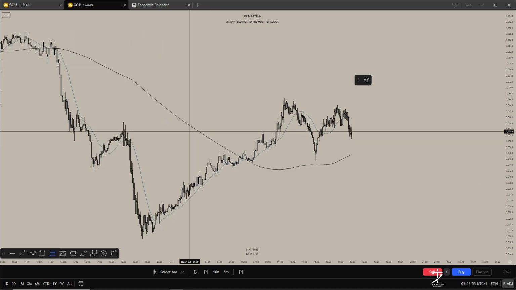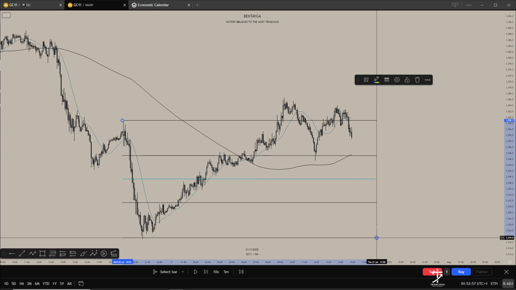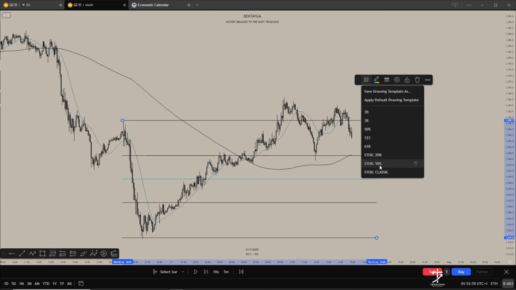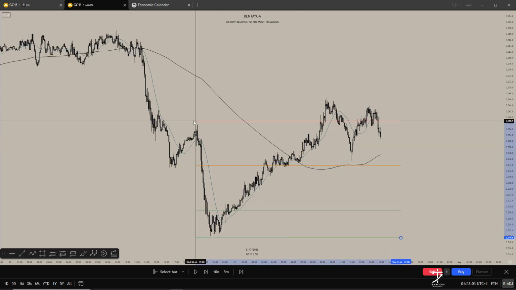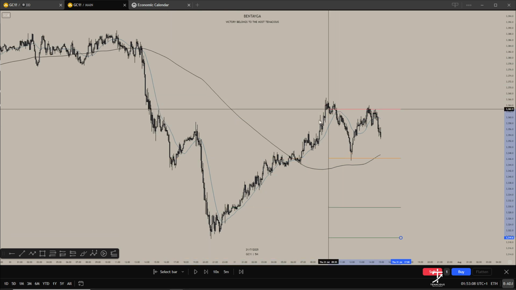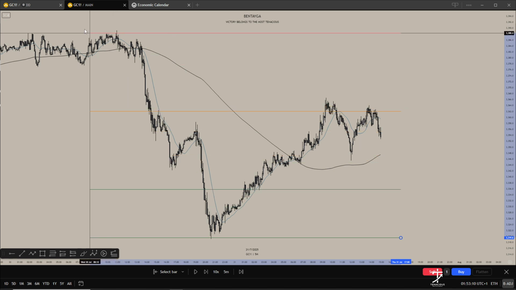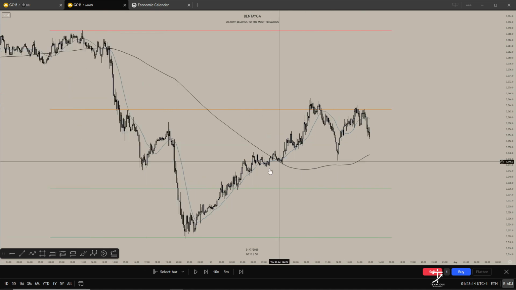Ideally, many people would have had their zone drawn up from this high to this low, which is fine. However, we can see how price disrespects that protected high. Some people would have drawn it from there. Again, we can see how price disrespects that protected high. So technically, it should be drawn like that. And you can see how we tap the 618.